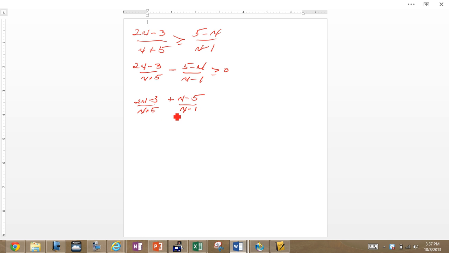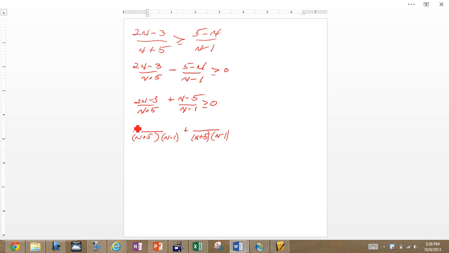The next thing I have to take care of is putting these on a common denominator. At least I know that the common denominator can be the product of the two denominators. Therefore, I'm going to write this fraction with a denominator x plus 5 and x minus 1. The second fraction is also going to be revised to have that denominator as well: x plus 5, x minus 1.